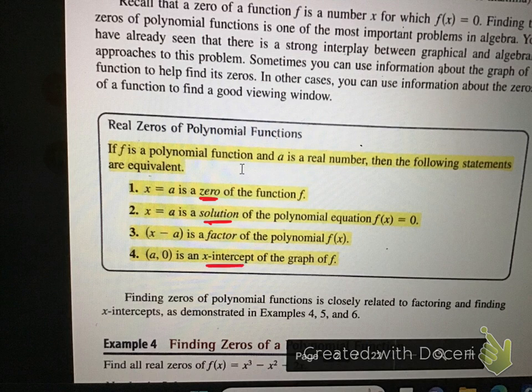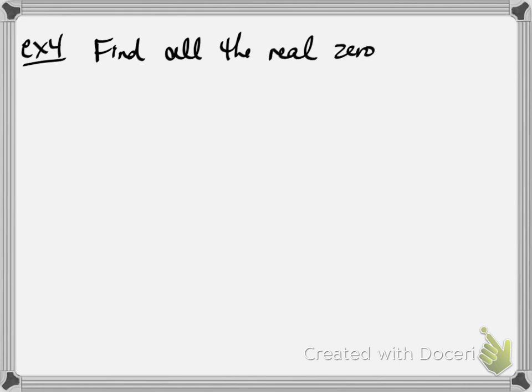And we're going to do an example that's going to help all these things make sense. So example 4. Find all the real zeros of f of x equals x to the third minus x squared minus 2x.